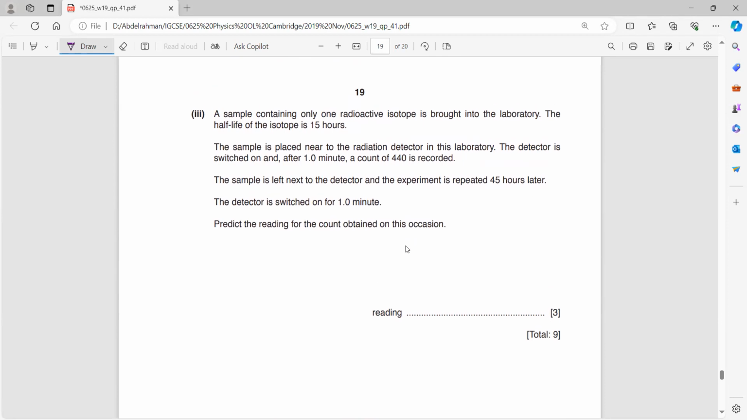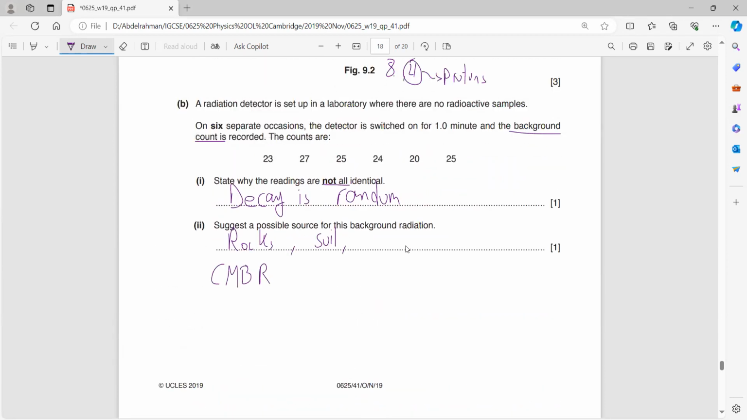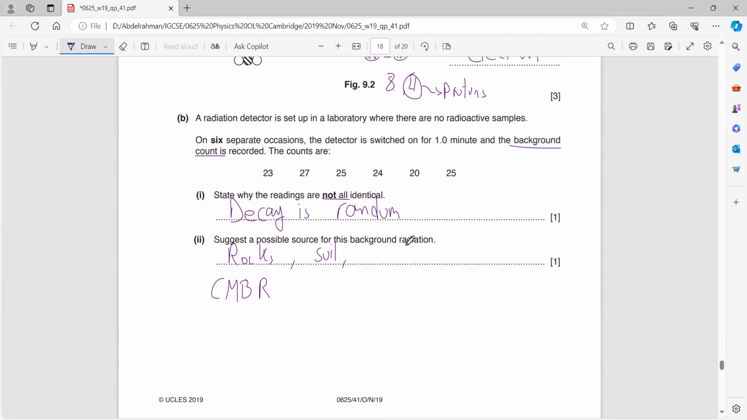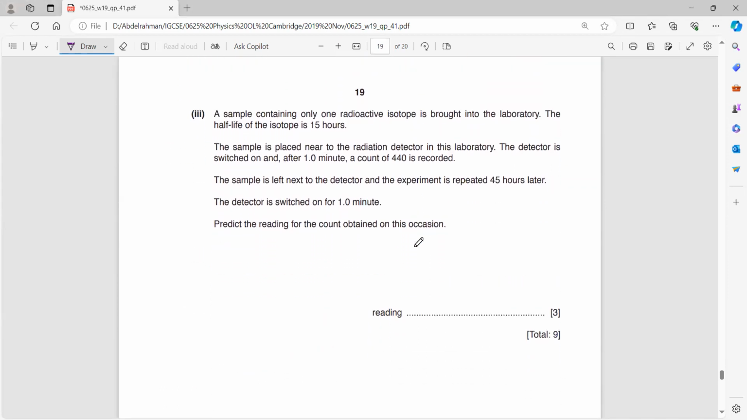Okay, look at the numbers we have above: 23, 27, 25, 24, 20, 25. It says a sample containing only one radioactive isotope is brought to the laboratory. The half-life is 15 hours. The sample is brought near the detector and the count is 440 counts per minute. The sample is left next to the detector for 45 hours. We want to find the reading after 45 hours.